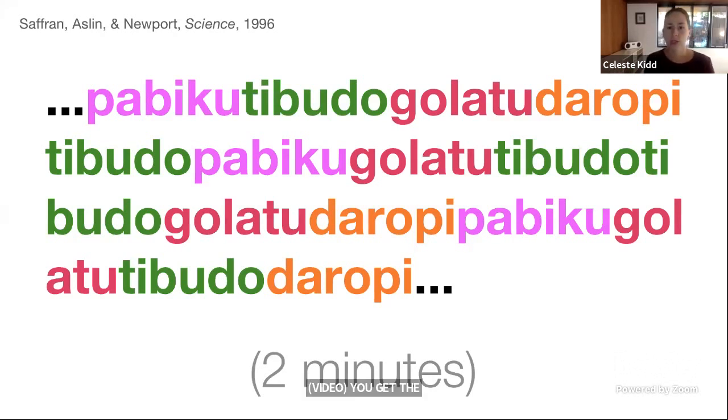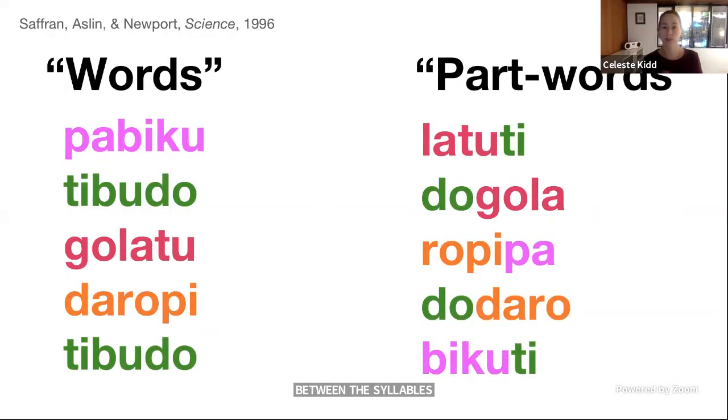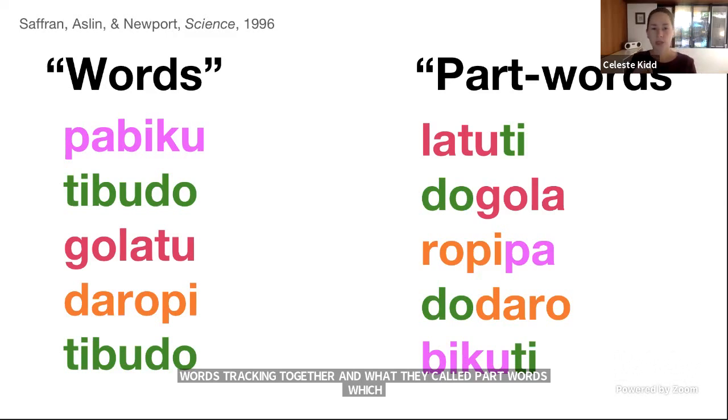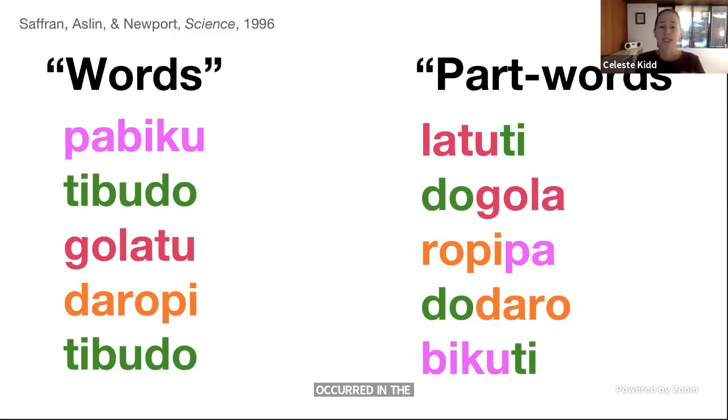This nonsense language that they played to infants was constructed in a way that it was composed of novel word-like units that moved together. So the transitional statistics between the syllables are different. If you were tracking the transitional statistics, you could theoretically identify two different types of items that could be pulled from this stream: novel words composed of syllables that are tracking together, and what they called part words, which occurred in the speech stream but contained syllables that all occurred equally often, but that did not occur as often as a unit together.